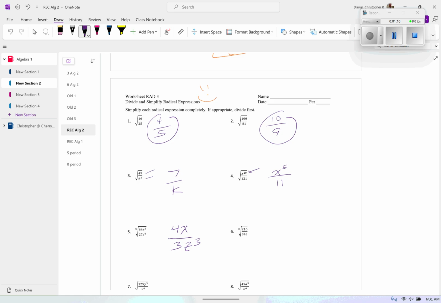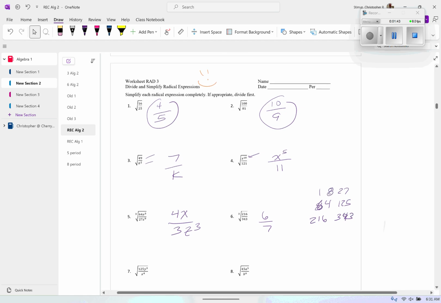Let's see, we have 216 over 243. So you have to kind of think about your perfect cubes. So 1 times 1 times 1, 2 times 2 times 2, 3 times 3 times 3, 4 times 4 times 4, 5 times 5 times 5, 6 times 6 times 6, 7 times 7 times 7, 343. All right, so just by doing those, 216, so that's going to be 6 over 7 because cube root of 216 is 6, cube root of 343 is 7.